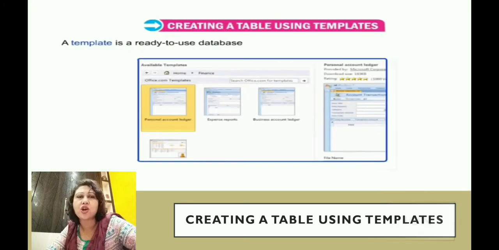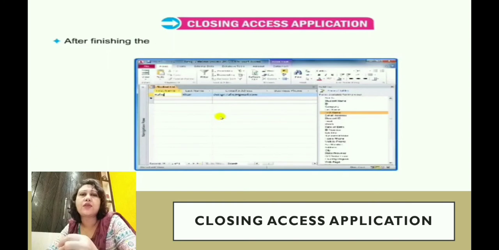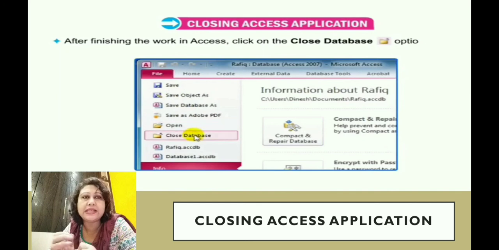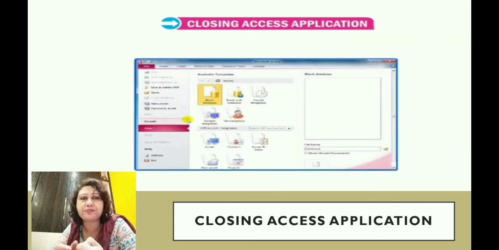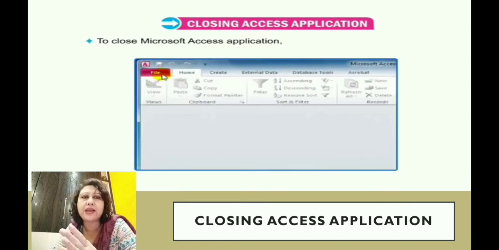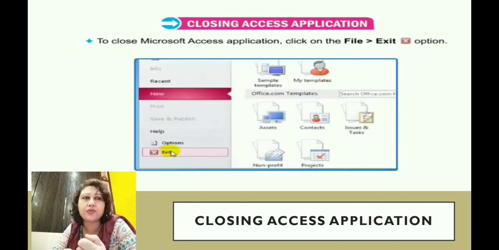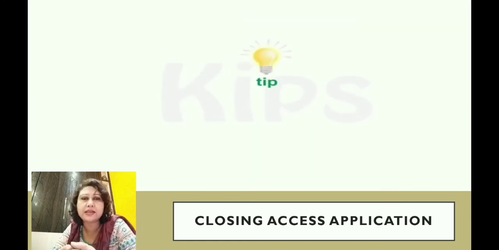So let's come to the next topic, that is, after using MS Access, how to close this application. After we finish the work in MS Access, we just click on the close database option, as you can see in the file tab, to close the current database. Or, in order to close the Microsoft Access application, we click on the file exit option. Just click on the close button here and you will come out of the MS Access application.